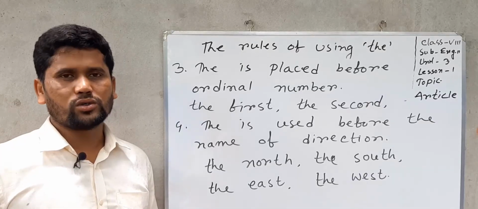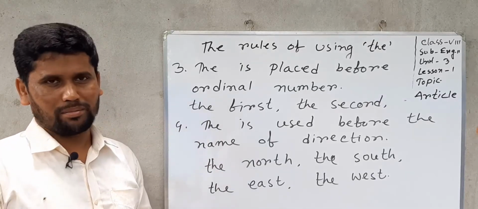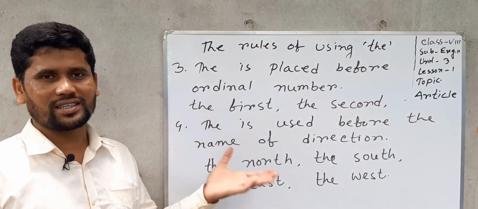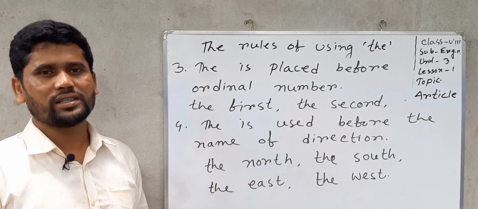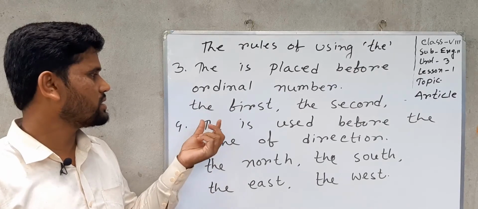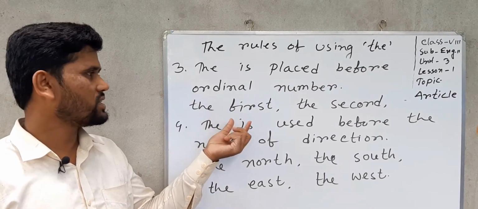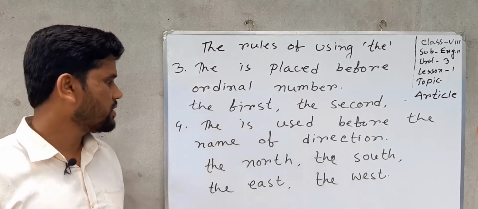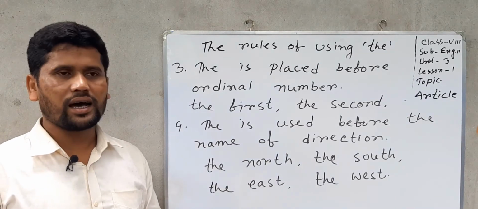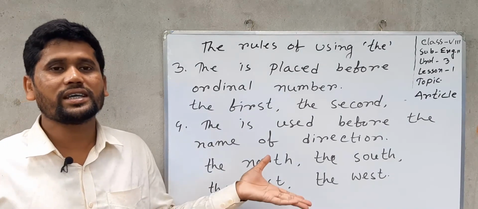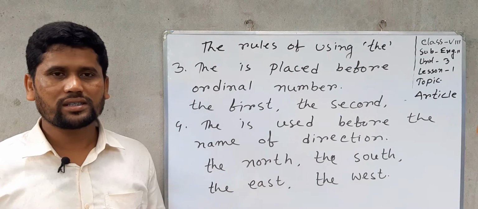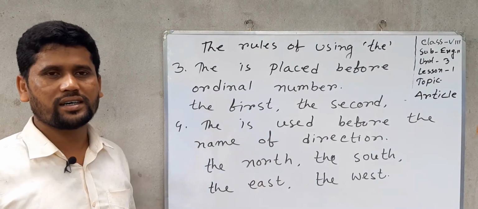We also use the before ordinal numbers. You know, first, second, third, fourth, fifth, these are ordinal numbers. We use the before ordinal numbers: the first, the second, the third. We also use the before the names of directions: the north, the south, the east and the west.